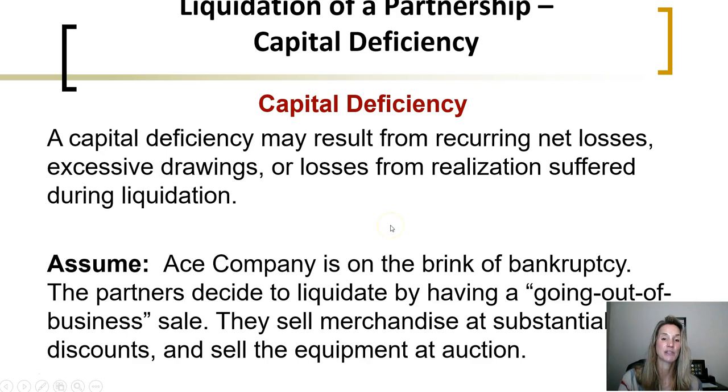if we have a capital deficiency, any losses that are suffered from the realization are distributed amongst the partners, and because of company net losses or excessive drawings, there may be a negative capital. So assume that ACE is on the brink of bankruptcy and the partners decide just to liquidate, sell everything off at a discount, just get rid of everything and walk away from the partnership.